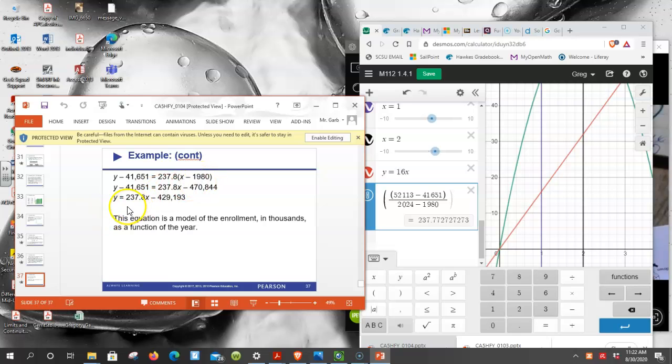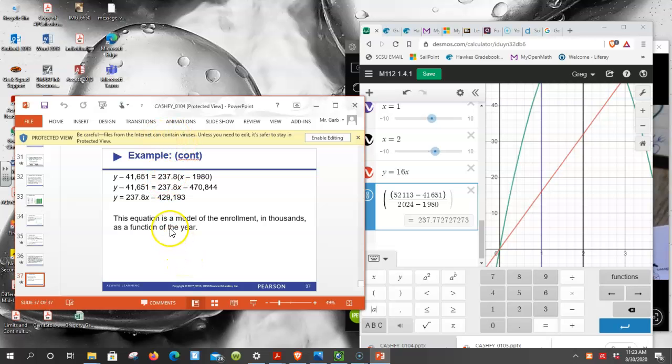And then you simplify, you add 41,651 to both sides, and you get negative 429,193. So that's the case where an application of the point slope form is what you'll need to write that out. If I can figure out the drawing tool on this, I will do that for next time. But we can do that in class if you want to see that step.